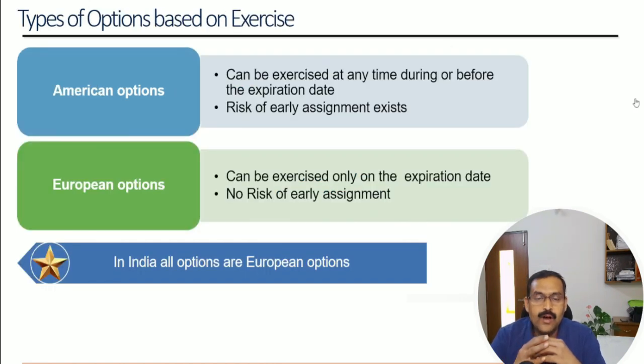Under the category of options based on the exercise, there are two types of options. One is the American options, the other one is the European options. American options are nothing but the options that can be exercised anytime before the date of expiry. So the trader will have an option to exercise these options anytime before the date of expiry. In case of European options, these options can be exercised only on the day of expiry.